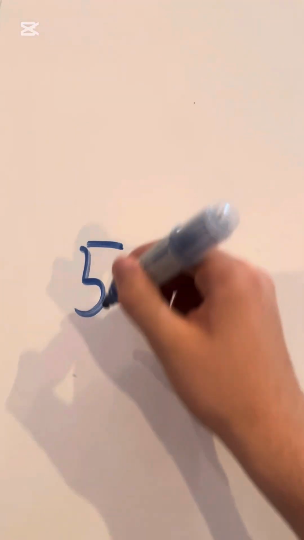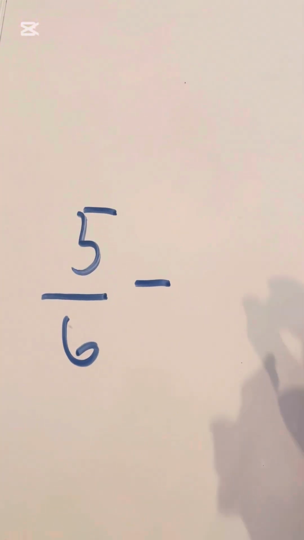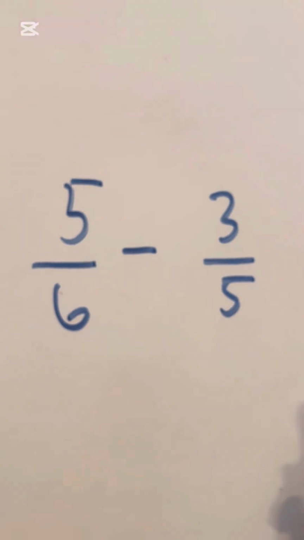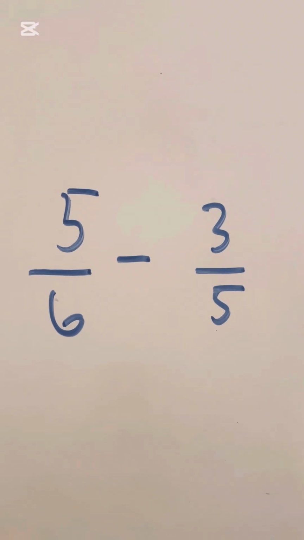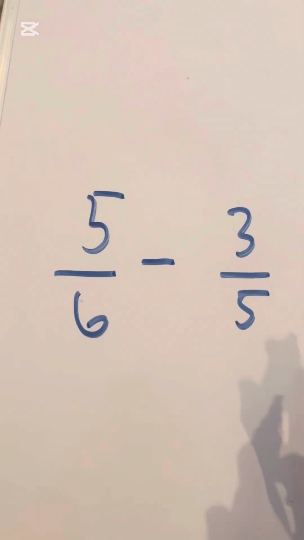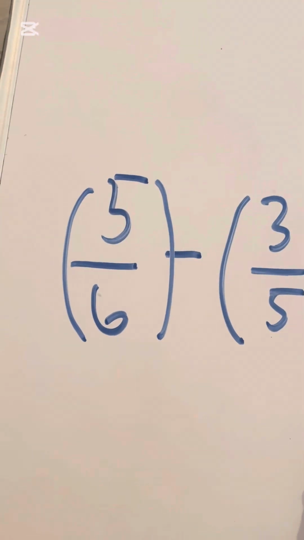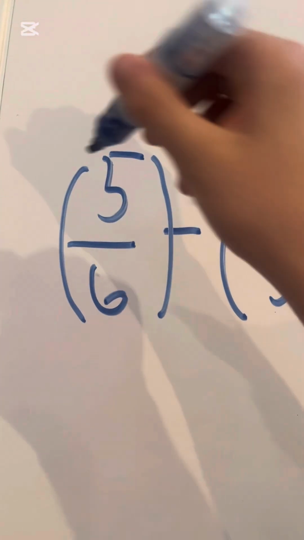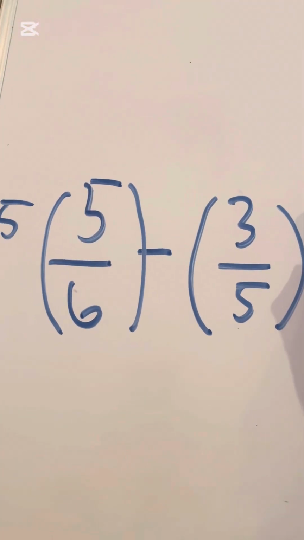So let's say we have the example 5 over 6 minus 3 over 5. Again, just like in addition, we need to find the least common multiple between 5 and 6, which in this case, using basic multiplication, would be 30. So how do we get 30? We need to multiply both numbers. So in order to get 30 with 6, we need to multiply by 5. So we would have to go 5. And here, it would be by 6.